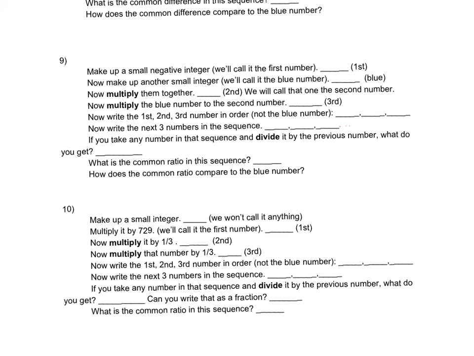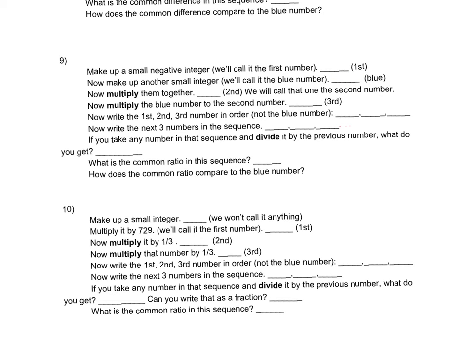And then you'll write the first, second, and third number here in order, and then write the next three numbers in that sequence. And then you will take any number in that sequence, like this one, and divide it by its previous number, or this one here, and divide it by its previous number. What number do you get? Therefore, you just found the common ratio in this sequence, which is what? How does it compare to the blue number?